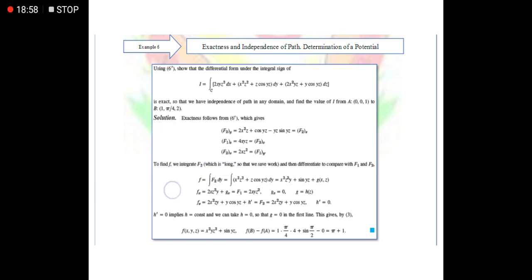So this is our final answer when integrating this. We have f of xyz equals x squared yz squared plus sine of yz. Since it is path independent, using the exactness of the differential equation, we can directly substitute the starting point, which is 0, 0, 1, and the ending point, which is 1, pi over 4, and 2. Then subtracting, the result is the final answer of this integration. So you have pi plus 1.